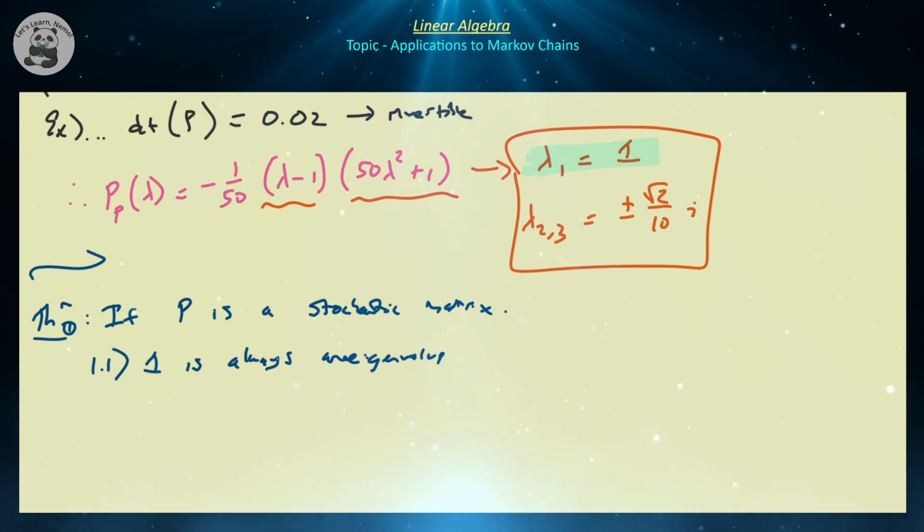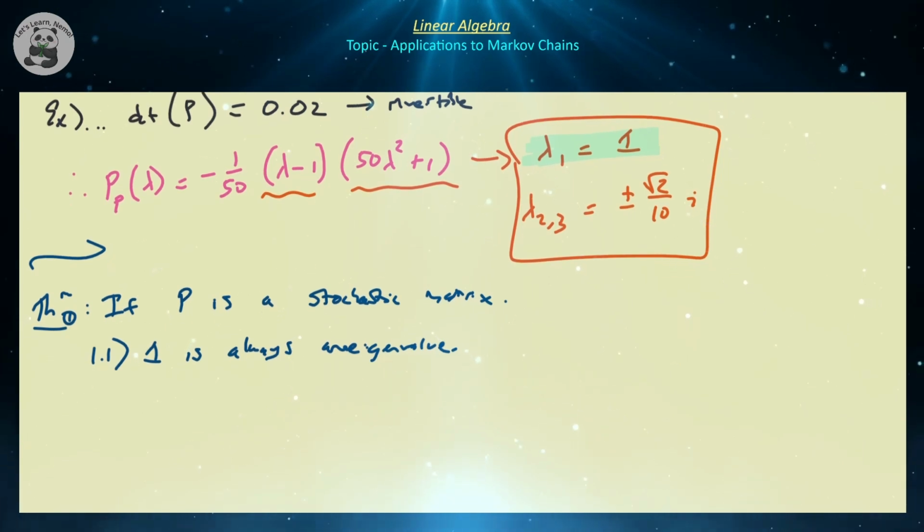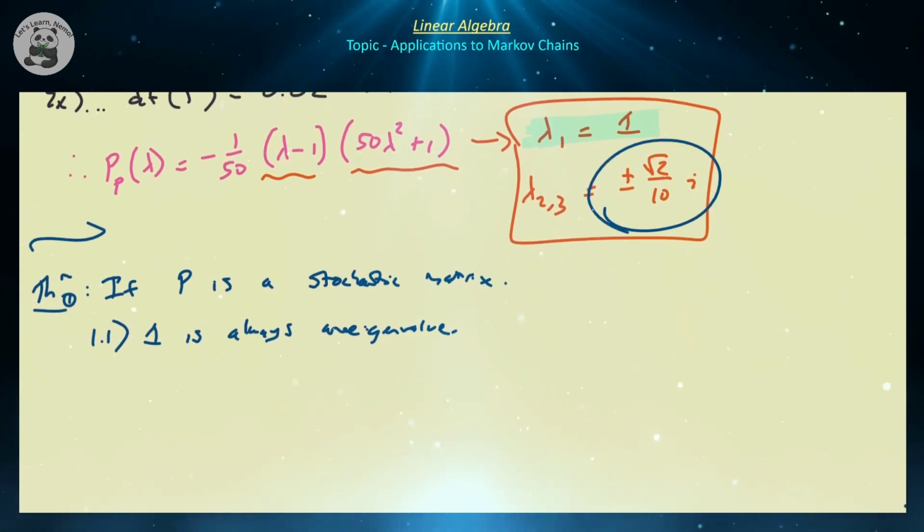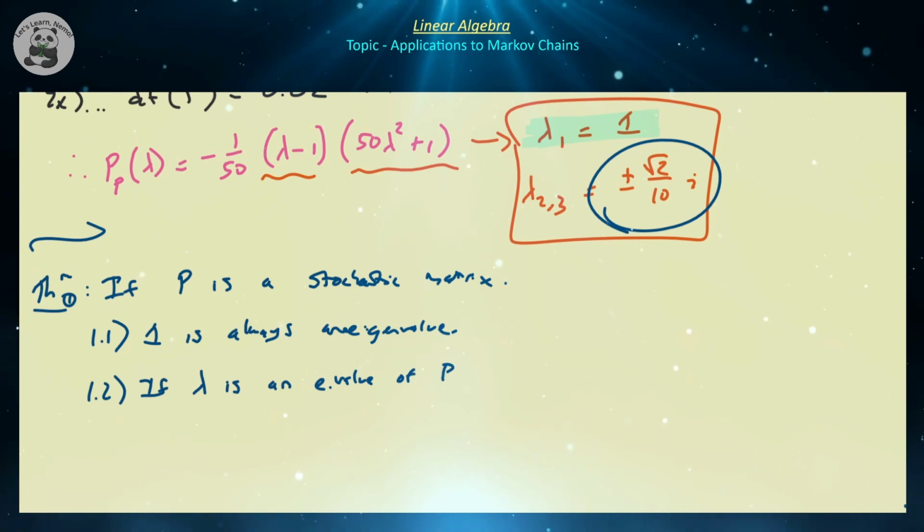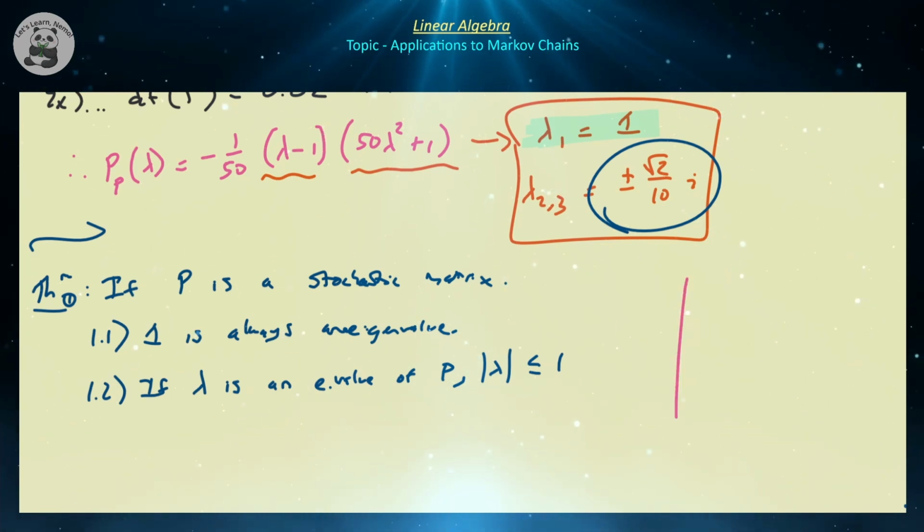1 is always an eigenvalue. And in terms of the other eigenvalues, for example, this plus or minus root 2 over 10, if lambda is an eigenvalue of P, then the absolute value or the magnitude of that eigenvalue will always be less than or equal to 1. So if you know anything about the Gershgorin circle theorem for eigenvalues, this actually might ring a bell.